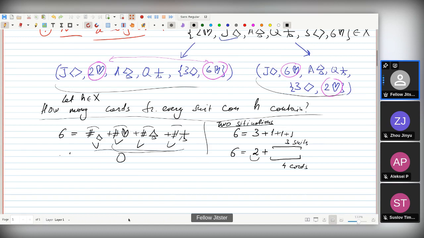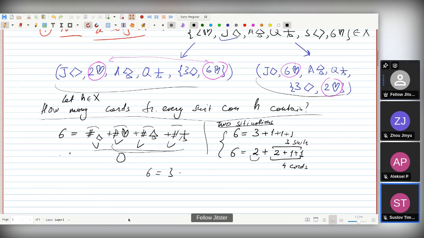Can we have all ones? No. Can we have three? No. So there must be a suit with exactly two cards. But then the two remaining suits must contain one card each. So we have just proved that there are just two situations. Is it clear?